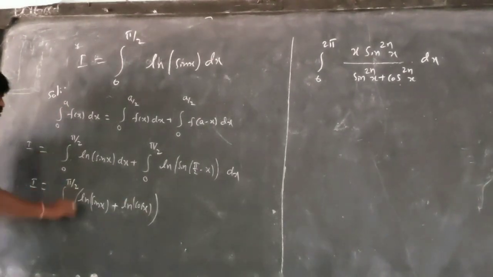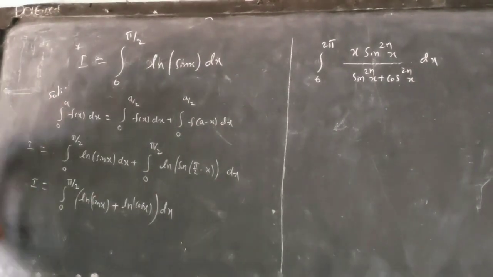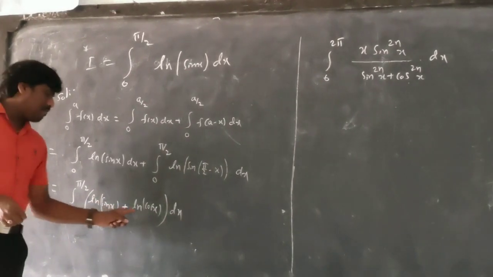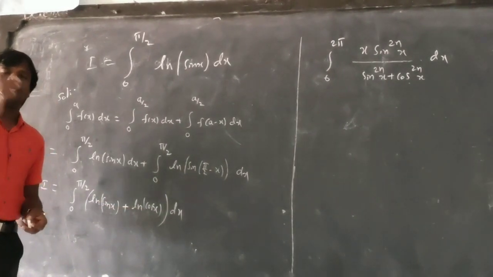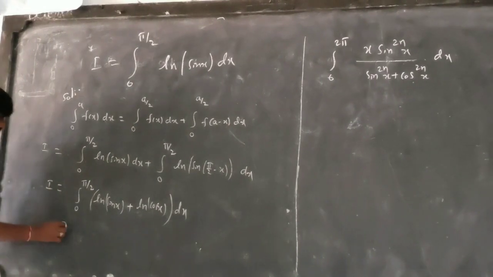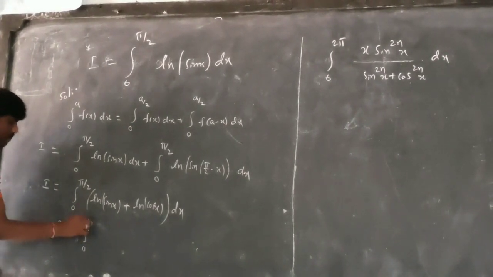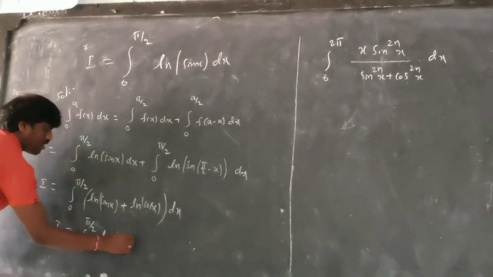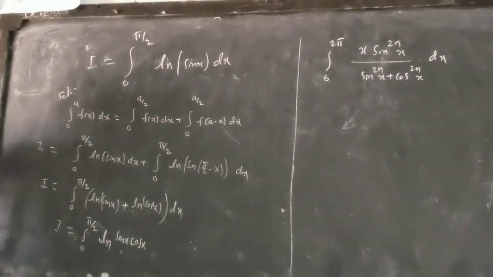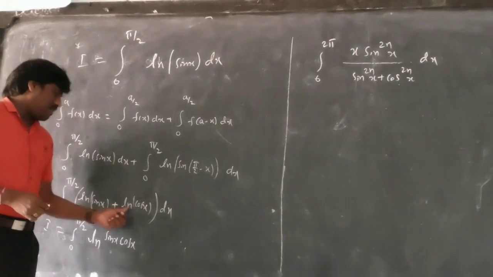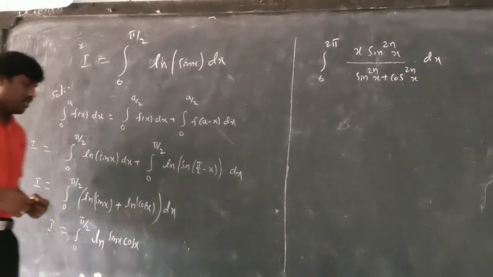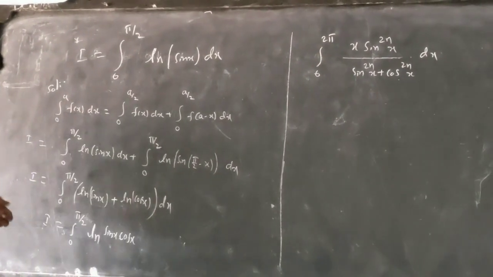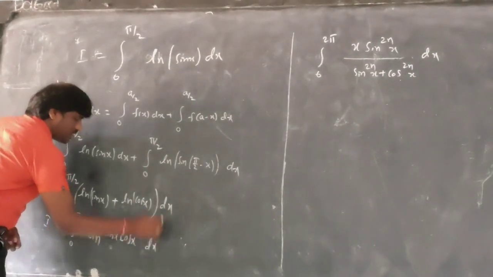I could write two steps together, but I want you to understand, so I am writing all the steps. You have the formula ln a plus ln b is ln ab. So I is equal to integration from 0 to pi by 2 of ln(sin x into cos x), because ln a plus ln b is ln ab. So I got integration from 0 to pi by 2 of ln(sin x into cos x) dx.